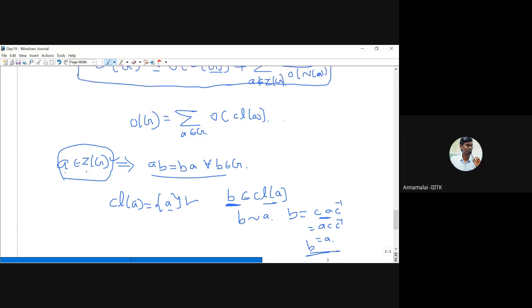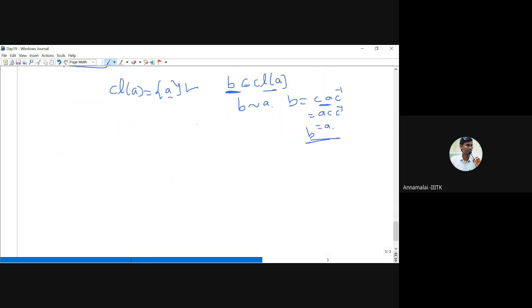Now, let us call this equation star. The star can be written as two sums: one where A varies over Z of G, and another where A does not belong to Z of G. So the order of the group can be written as the summation where A runs over Z of G, plus the summation where A does not vary over Z of G, and each term is the order of CL of A.